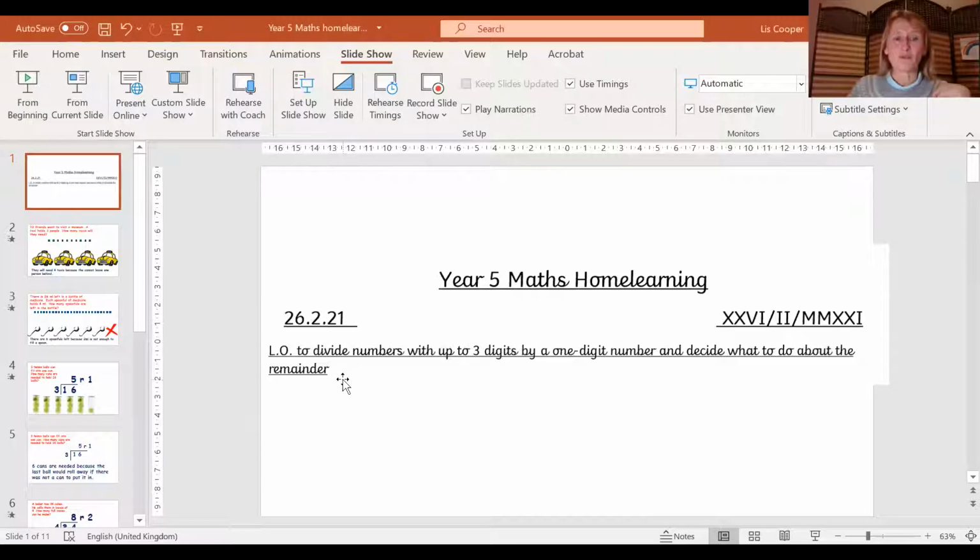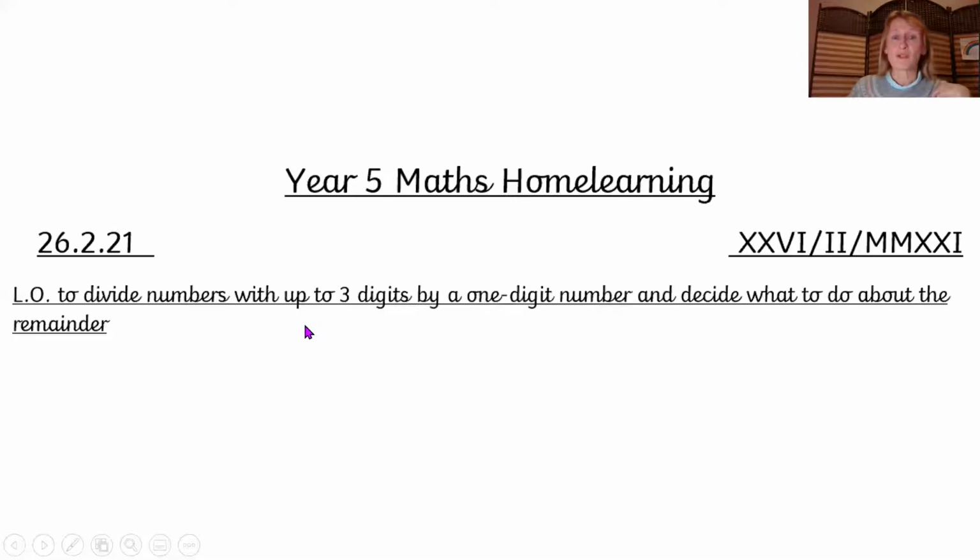Okay, so today's objective is to divide numbers with up to 3 digits by a 1-digit number and to decide what to do about the remainder. And that's the very, very important thing.